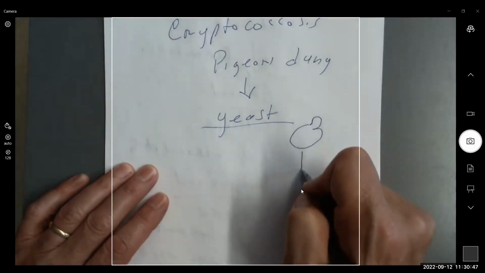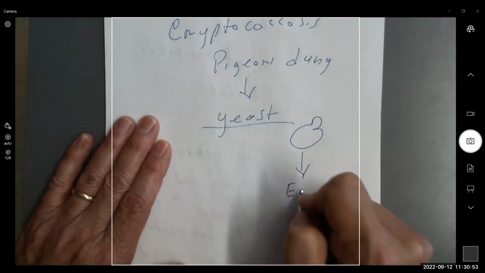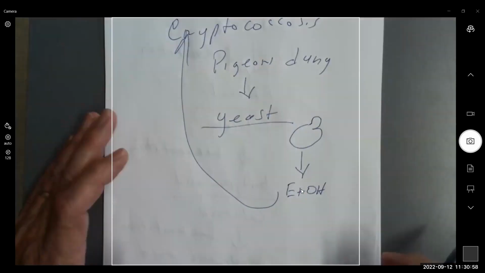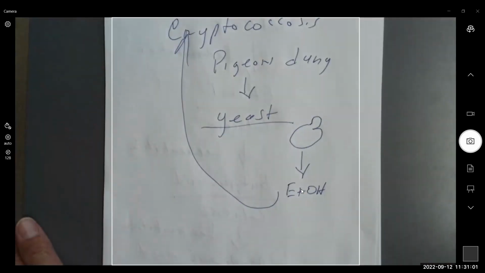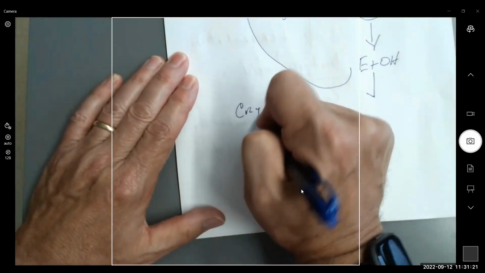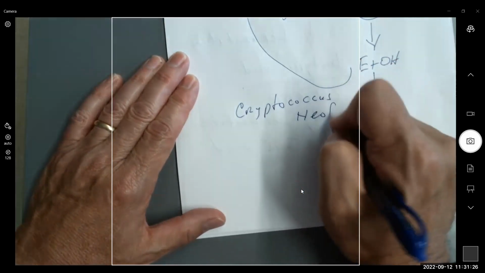Because it forms a yeast, a high-priced outfit in Boston said, if we can detect ethanol in the blood, that's a diagnostic test for cryptococcosis. We should be able to detect it in the cerebrospinal fluid. If we can, that means you have cryptococcosis. So my PI and I read this paper, and we went, I don't think so. So we took the organism, it's called Cryptococcus neoformans.